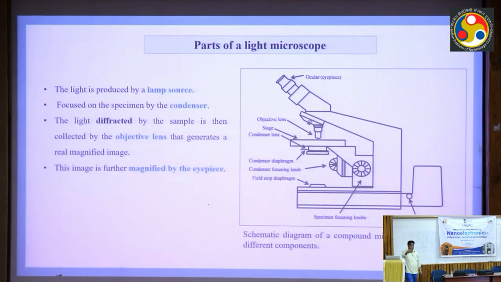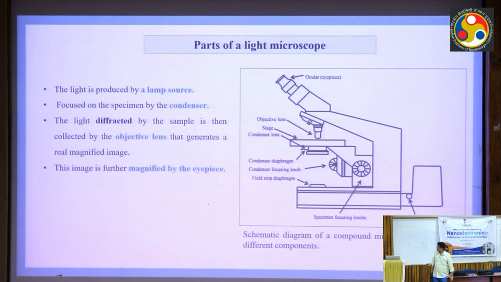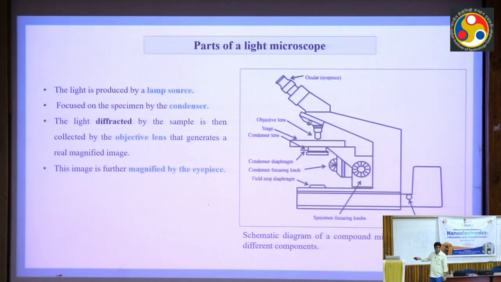Now coming to the basics of the microscope, if you look at it carefully, you see this is the part of a light microscope. You have an ocular eyepiece where you can see. You have a stage where you essentially put the sample.